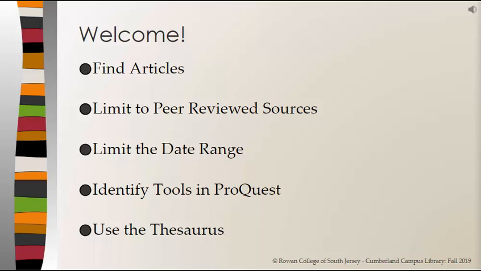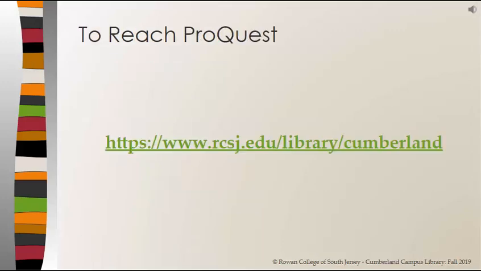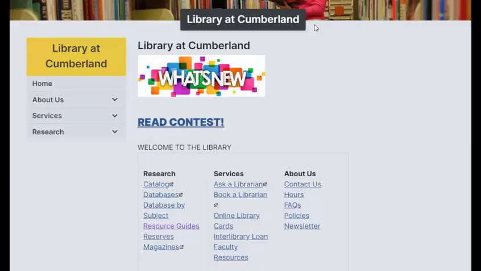ProQuest Central is a multidisciplinary database, which means that it's going to cover a wide variety of topics that could be helpful to you in a lot of different disciplines. ProQuest Central can be found through the library's homepage at rcsj.edu/library/Cumberland. Once we arrive at the library's website, there are two options in order to find ProQuest Central.